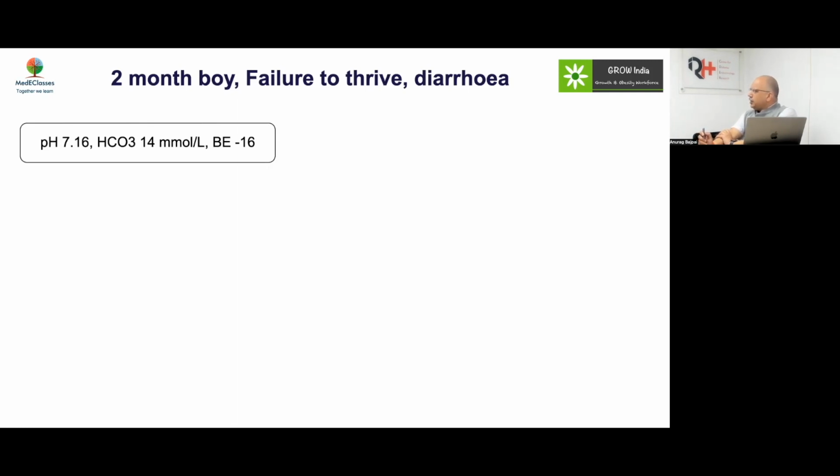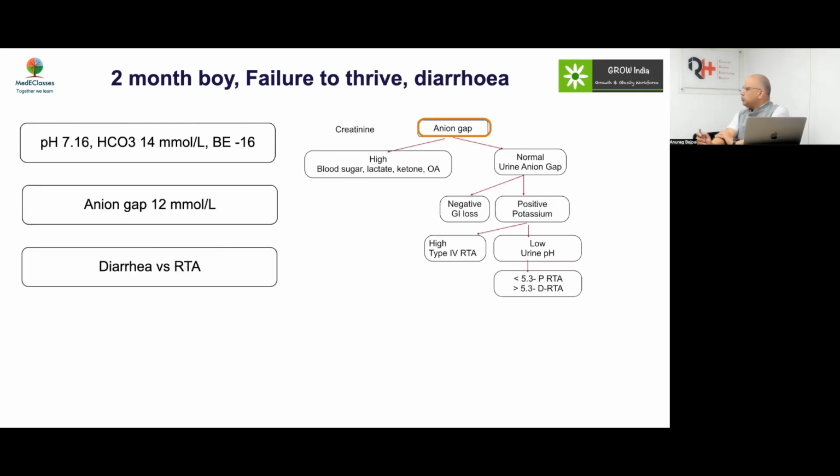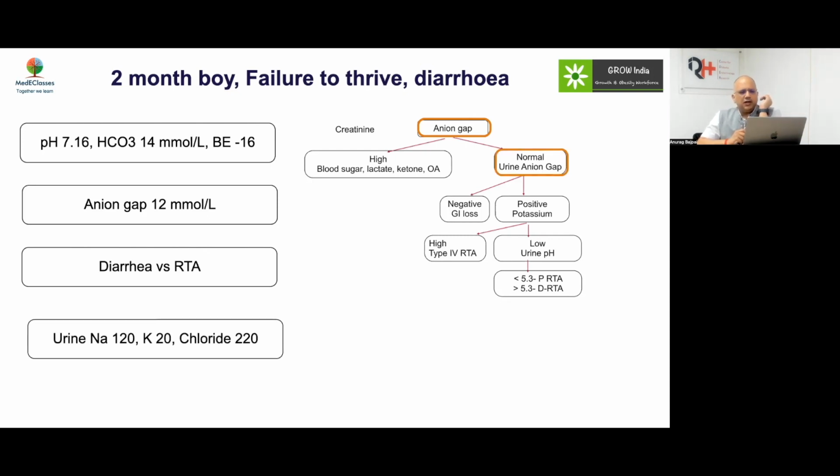pH is 7.16. There is metabolic acidosis. Base excess is -16. So Dhwani, in this scenario, anion gap is 12. How will you differentiate whether this is GI versus a renal tubular loss? So normal anion gap, metabolic acidosis. So you will check for the urinary anion gap. These are the values. What do you think now?